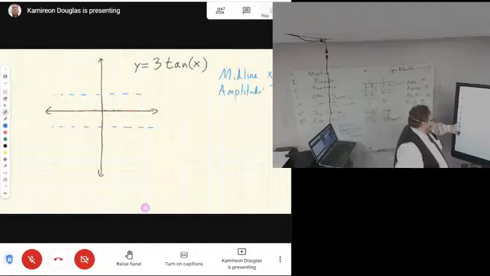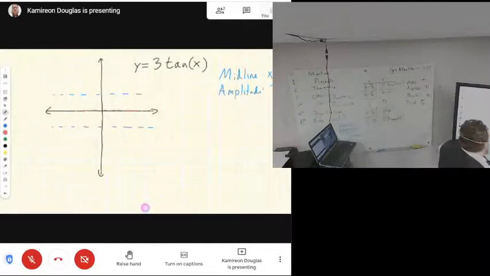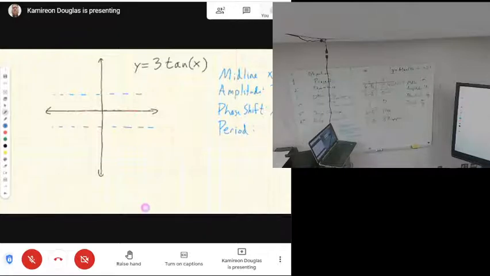Okay. Next, I do my phase shift. All right, for this problem, what is my phase shift? 0. There is no value for C. There is no phase shift. All right, and the period. Just pi.